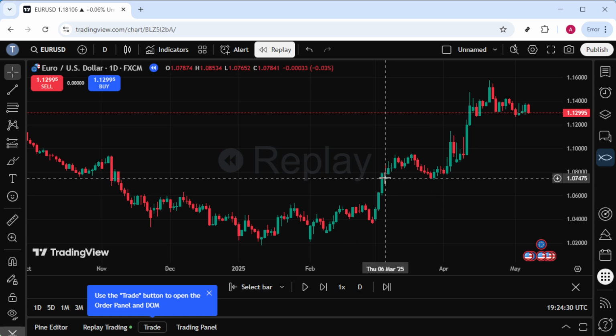As you familiarize yourself with these features, you'll find TradingView to be an invaluable ally in your trading journey. It's all about customization and leveraging the available tools to optimize your analysis and execution strategy.